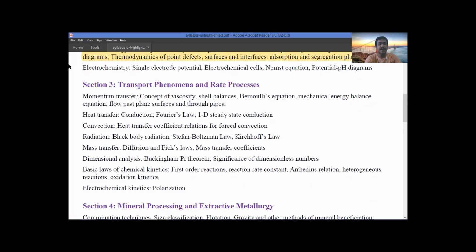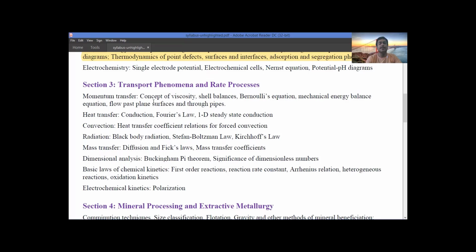So, for the momentum transfer part, concept of viscosity, shell balance, Bernoulli's equation, mechanical energy balance, all these things you will get in the book by Gaskell, Fluid Flow by Gaskell. I have that book. I will provide the name of the book in the description box. So check the description for the name of the book.